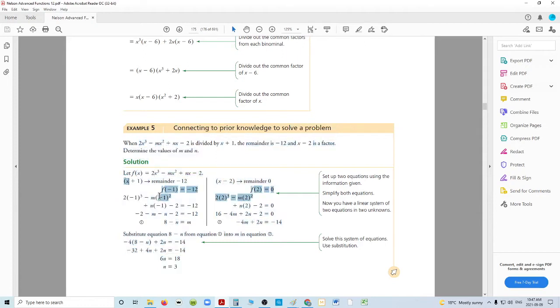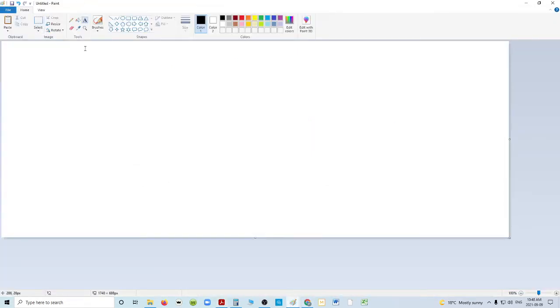So the first one, they do it with a remainder of 12 for x minus 1, and they just plug it into the equation. They come as far as they can, and they get an equation for m and n. Then they do it for the other, knowing that 2 is a factor that has a remainder of 0, and they plug it in knowing that it must equal 0, and they get another equation for m and n. And then, since you have m is equal to this, you're allowed to put that into this equation here and solve it.